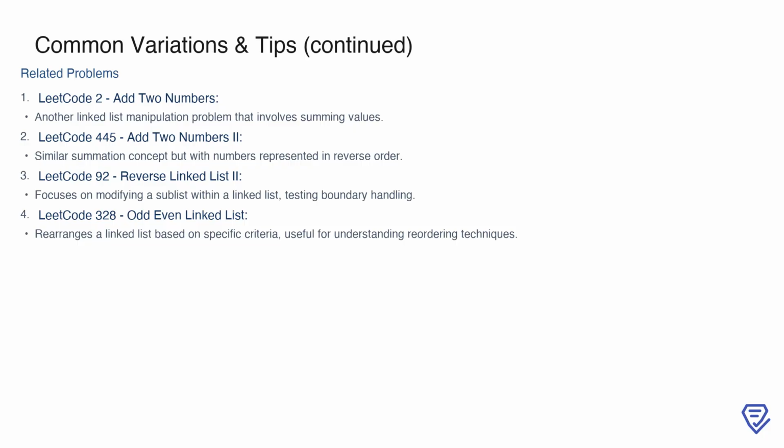LeetCode 92, Reverse Linked List 2, focuses on modifying sublists within a linked list, which helps develop skills in boundary handling and partial transformations. Finally, LeetCode 328, Odd-Even Linked List, emphasizes rearranging nodes based on specific criteria, which is a useful exercise in mastering reordering techniques. Working through these problems will deepen your grasp of linked list manipulation and prepare you for a variety of scenarios.